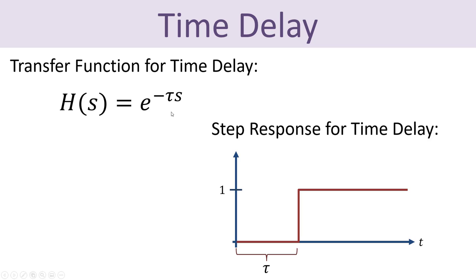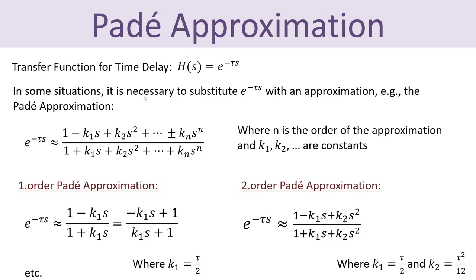This transfer function doesn't consist of a numerator and a denominator. So typically when we implement such a transfer function in a programming language like Python, we need to use some kind of an approximation. And in this tutorial I will introduce the Padé approximation. This is probably the most used approximation for implementing a time delay. So basically the transfer function for a time delay is like this. But typically we need to substitute this form with an approximation like this. So then we will get a more familiar transfer function with a numerator and a denominator.